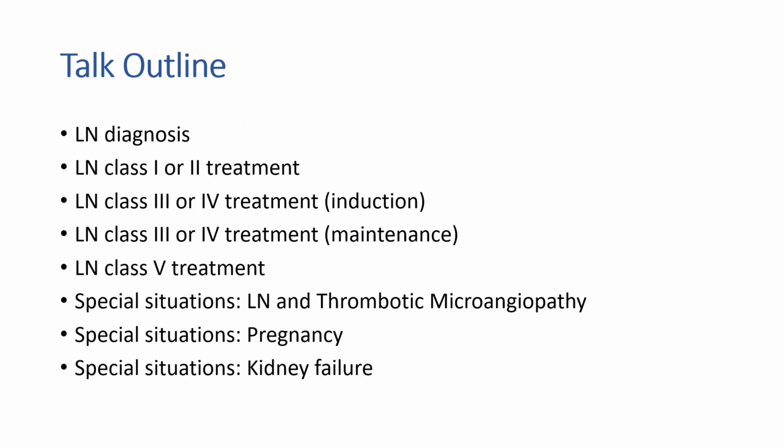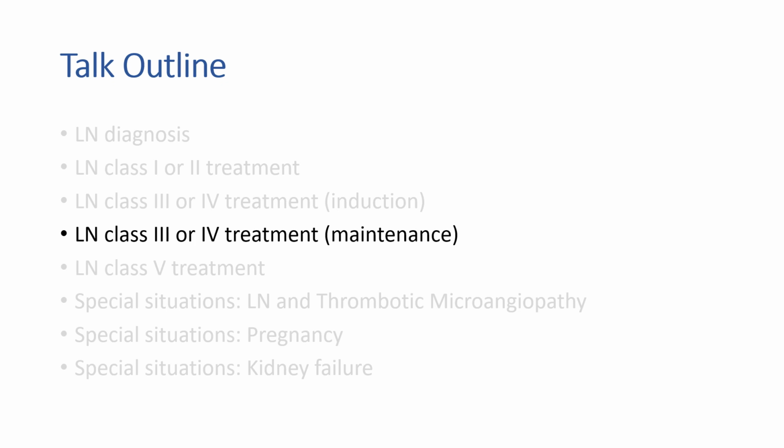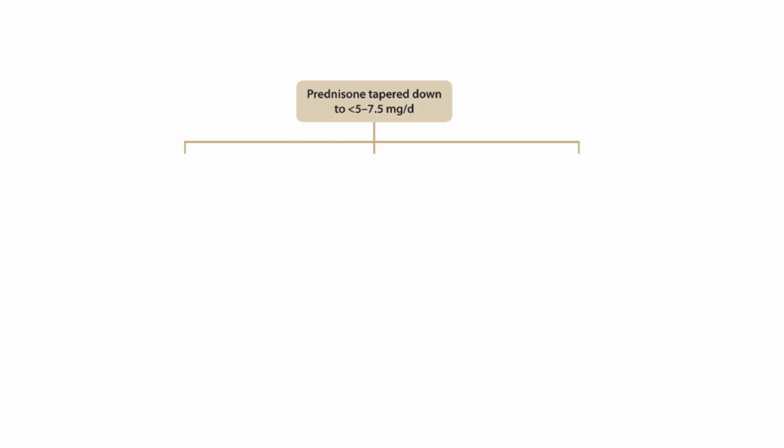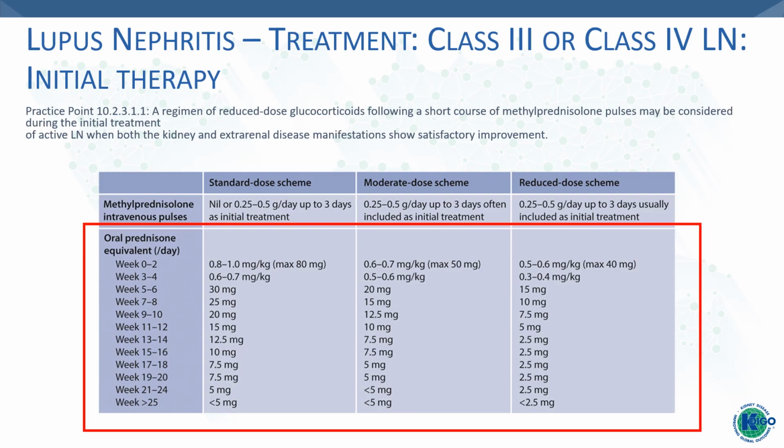Then we will go to maintenance treatment of lupus nephritis class 3 or 4. Prednisone is tapered down slowly until we reach the dose of 5 to 7.5 milligram per day orally. And the KDIGO guideline recommended 3 approaches for how to start prednisolone and how to withdraw it regularly to reach less than 5 milligram or 2.5 milligram at the 25th week of treatment.